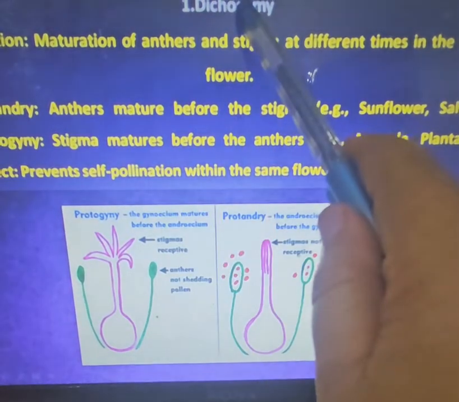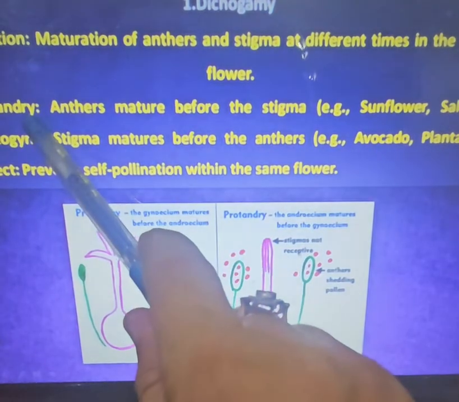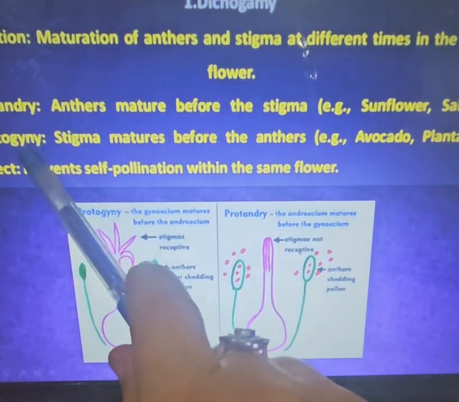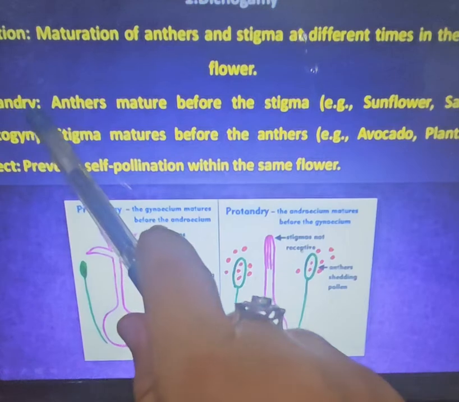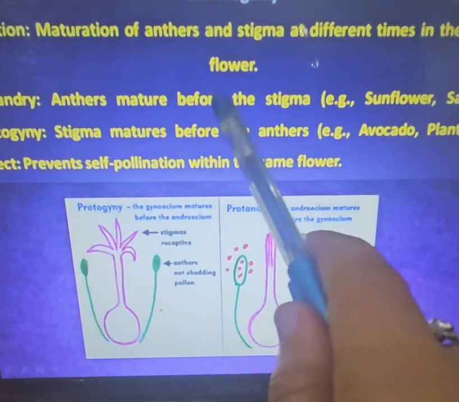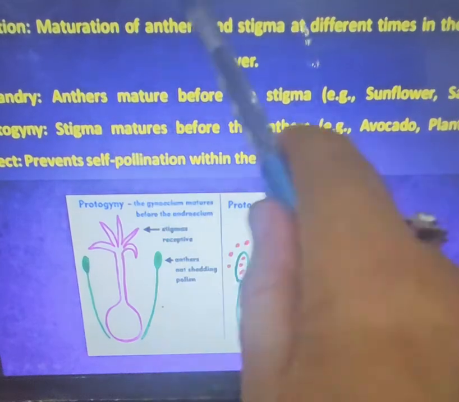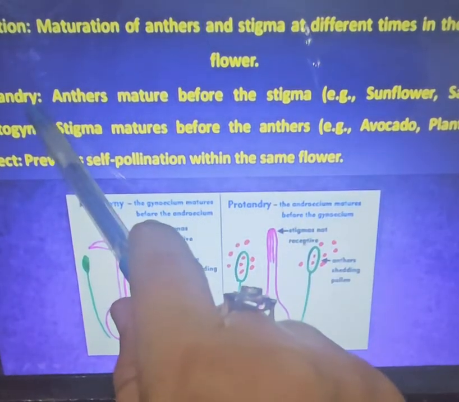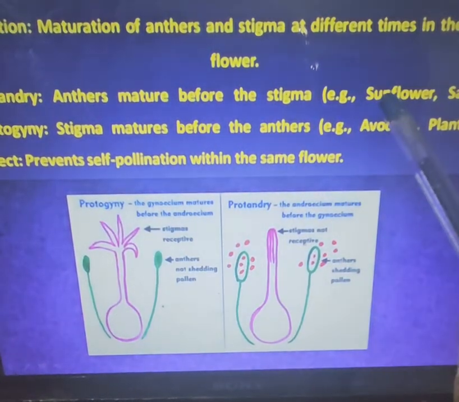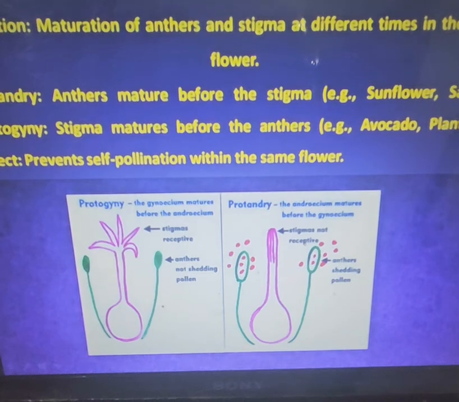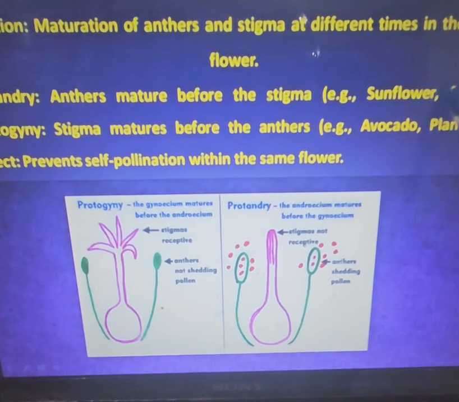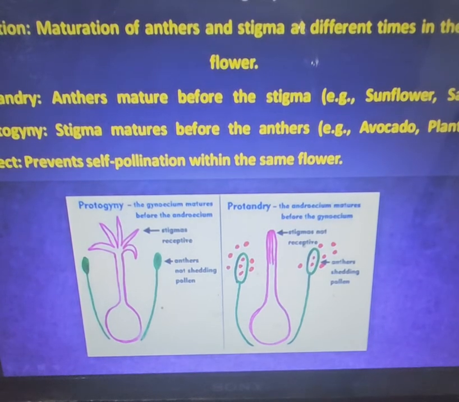So again this dichogamy is of 2 types. One is protandry and another one is protogyny. Protandry is when anthers mature first before the stigma. When anthers mature first, that dichogamy is called protandry, and this is found in case of sunflower and salvia. We have many examples, I have quoted here only 2 examples. One is sunflower and another one is salvia.